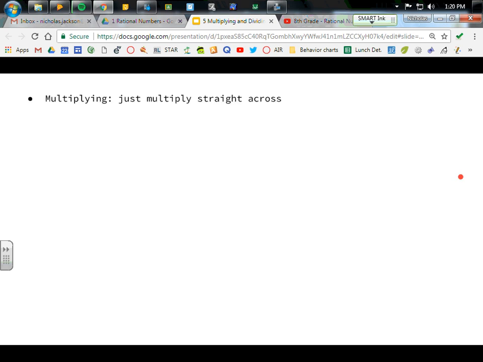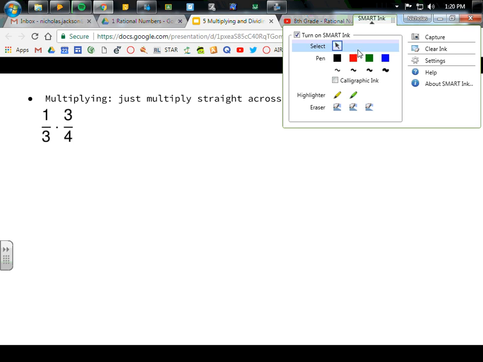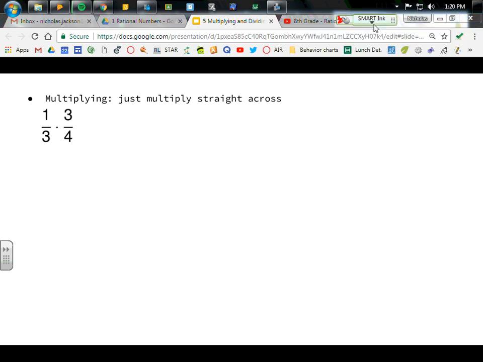Alright, so when we're multiplying fractions, we can just multiply straight across. We do not need common denominators, which is sort of a misconception a lot of kids have. They think that because you have to have common denominators when you add and subtract, you have to when you multiply and divide also. That's not true. We can just multiply straight across.